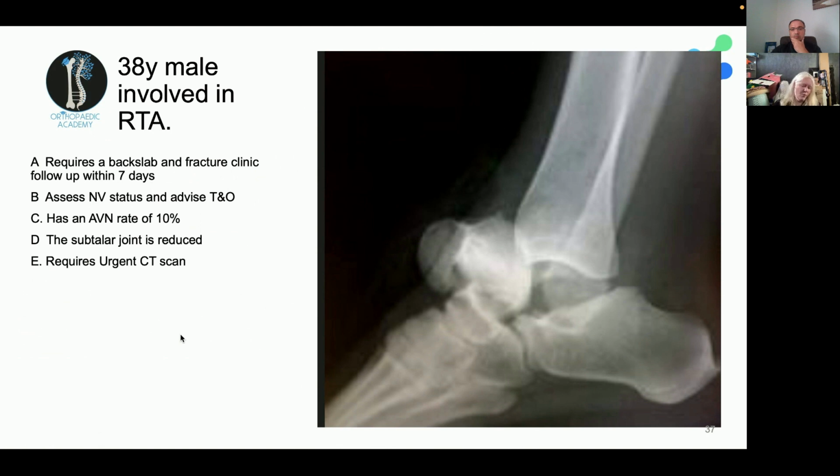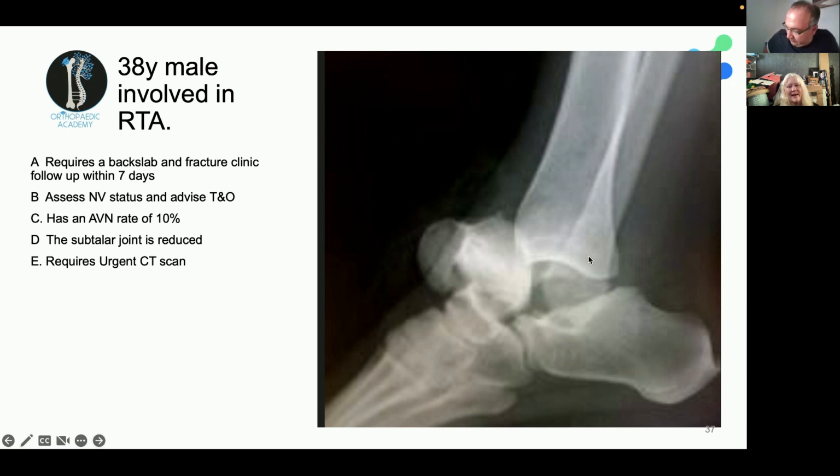So think about what you would do when this patient rocks up and you're the first doctor to see him. What's going to be your first thought? So back slab and fracture clinic follow up with 7 days. Oh God, no. Please don't do that. It has been done, but I'd probably say not in this case.